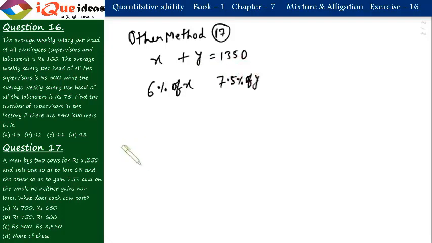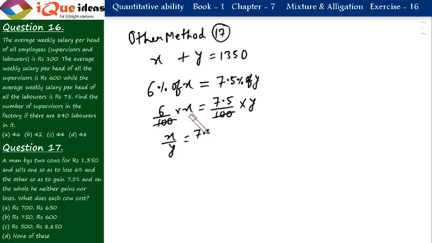Now from here, the question says there is no profit, no loss. That means whatever is the loss on the first one, the loss value should be equal to the profit on the second one. Okay, simplify this. So you'll get 6 by 100 into X is equal to 7.5 upon 100 into Y. So 100 and 100 get cancelled. We get X upon Y equal to 7.5 upon 6, which is 75 upon 60, which is 5 upon 4. So we get the ratio of prices as 5 is to 4 and the total to be 1350.